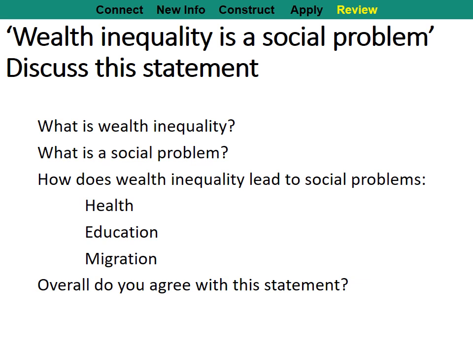So the question says, wealth inequality is a social problem. Discuss this statement. So in order to do that, we want to say, what is wealth inequality? It's when some people have lots and some people have a little, isn't it? Okay. And what's a social problem? Well, we're talking about lack of access to healthcare, people not going to school, poor education. Okay, they're the social problems. And so we can think, well, it's quite obvious, isn't it? If you have people who are rich and people who are poor, then the people who are rich, or the countries who are rich, are going to be able to access good health and good education, and the people who are poor are not going to be able to.